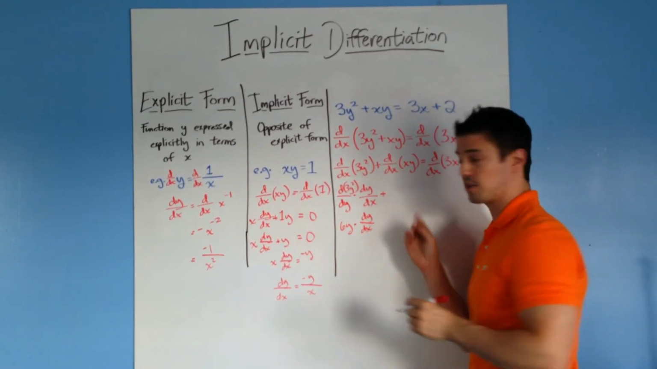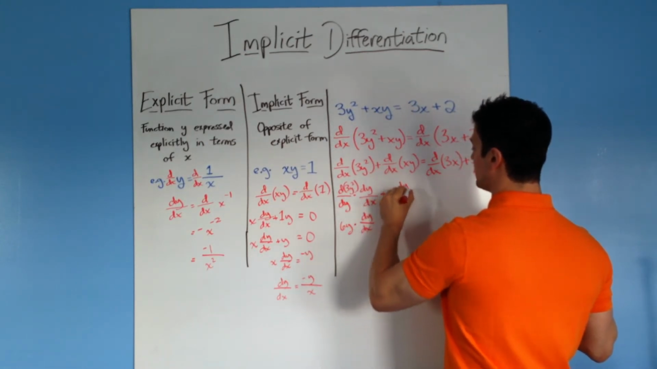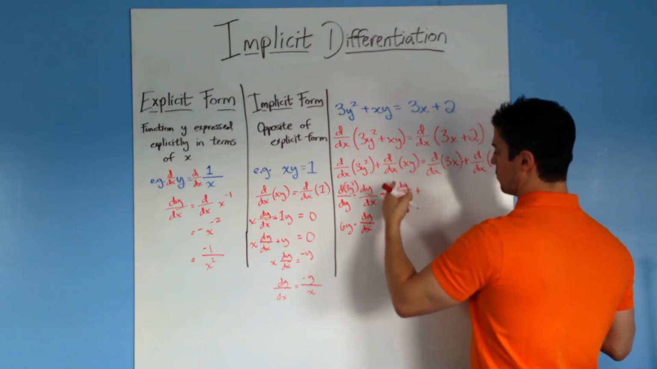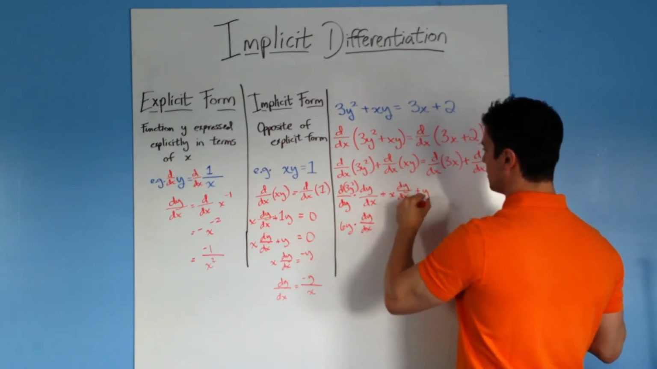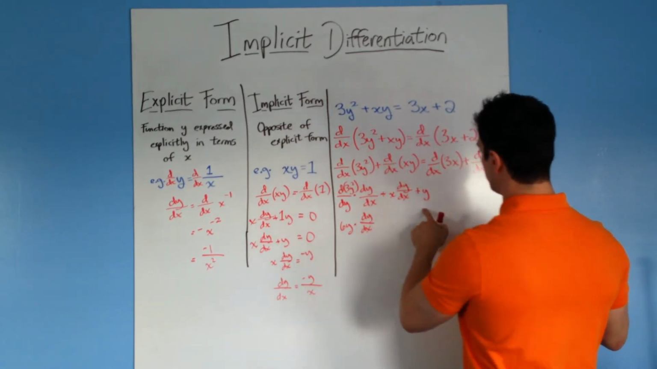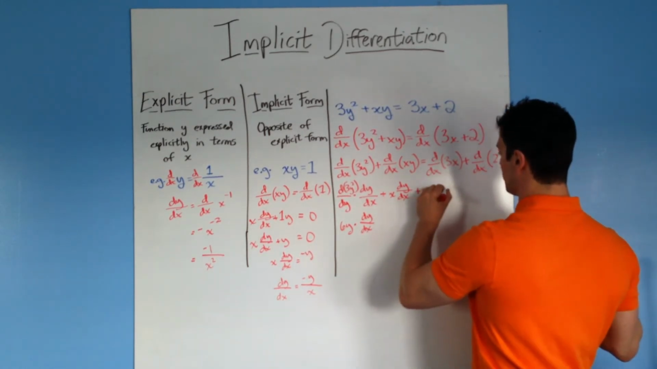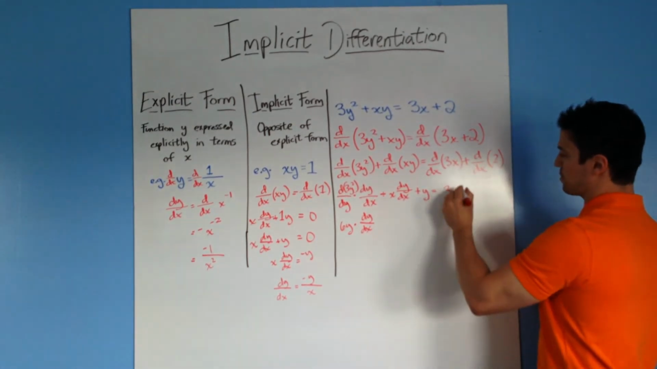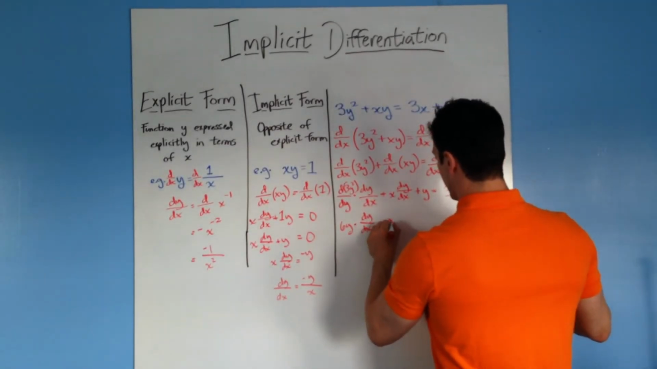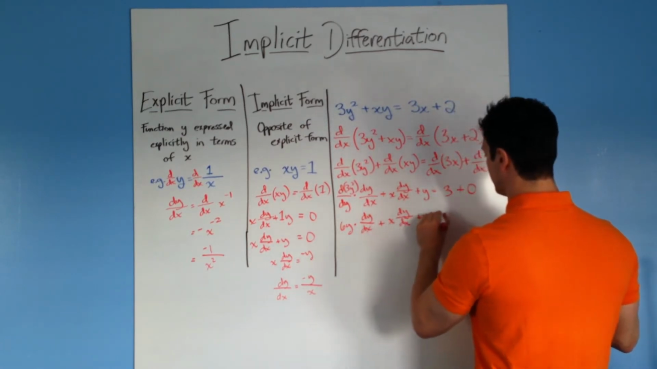Then we're going to add this to the derivative of xy with respect to x. Again, you would have to use the product rule for this one, and you would end up with x times dy dx plus y times 1, because the derivative of x is 1. So that simplifies like that. The derivative of 3x with respect to x would just be 3, and the derivative of 2 with respect to x would be 0 because it's a constant. So let's further simplify this. We have x dy over dx plus y is equal to 3.